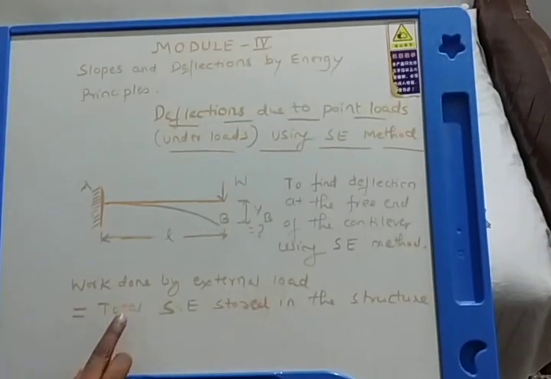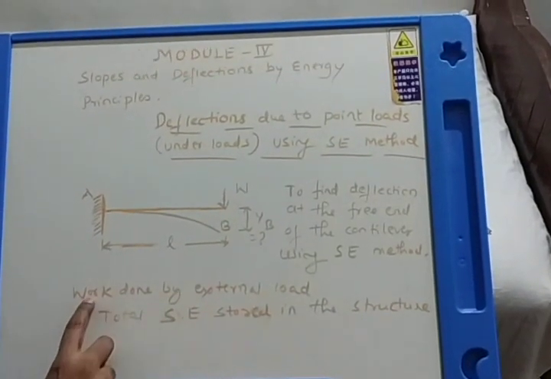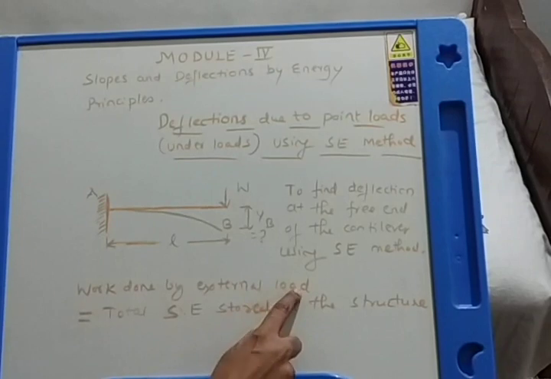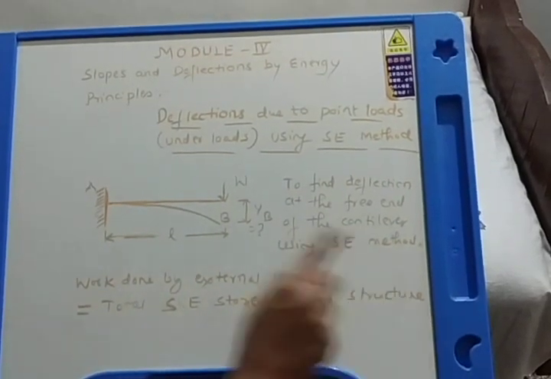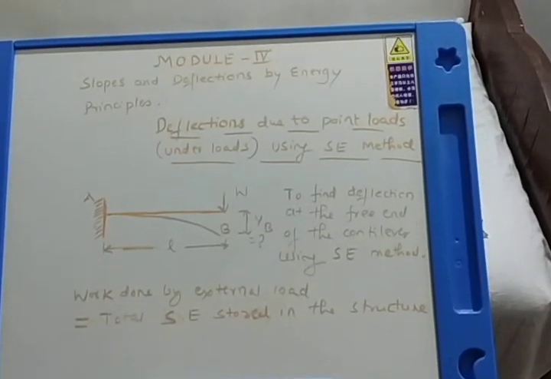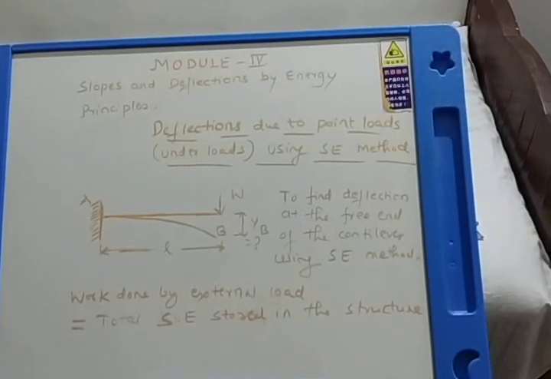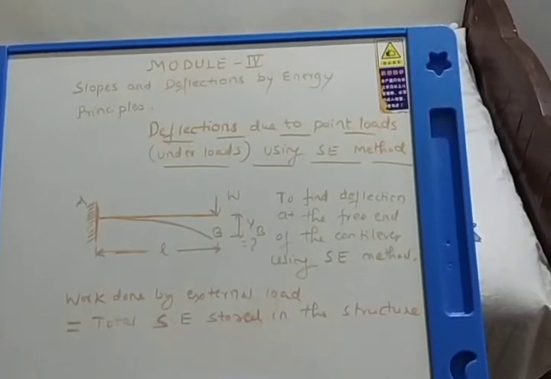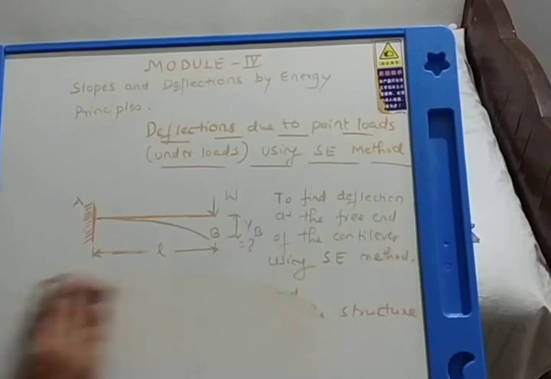For that we are going to make use of a principle. What is that? Work done by the external load is equal to total strain energy stored in the structure. Now recall what is work done. Work done is nothing but force into displacement. Correct?